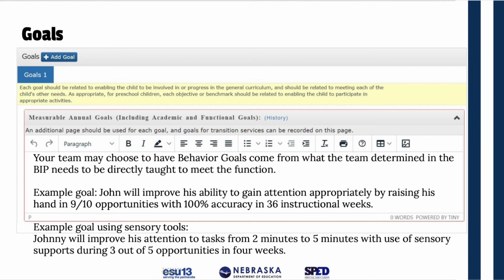So, I don't get too specific with sensory supports in the goal. You can put more specific supports down in the objectives, such as use of a weighted vest, weighted lap pad, use of fidgets. So you can address those more in the objectives, but I like to keep the goal fairly open, just use of sensory supports, because those can change from day to day depending on what you're using.